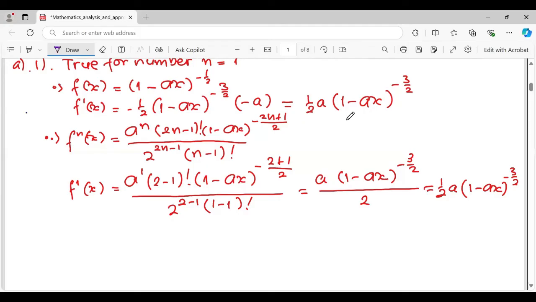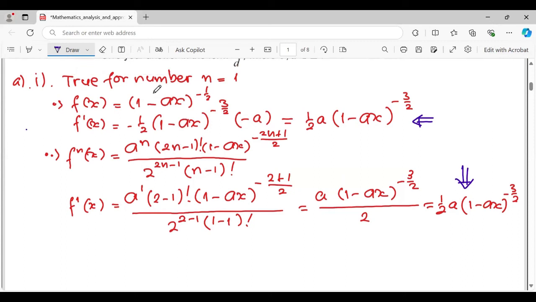Now look at this expression, same with this expression. So prove that this statement is true for n equals 1. We can say that the left side equals the right side. So the conclusion is that it's true for n equals 1.